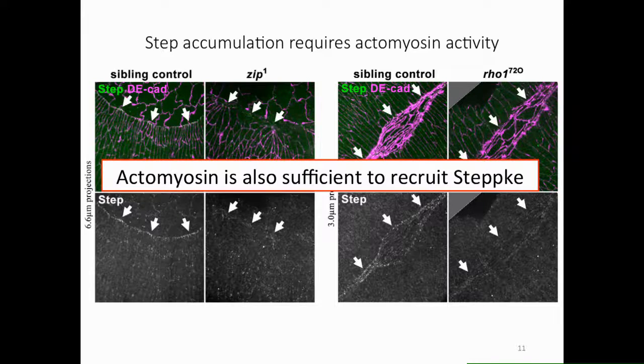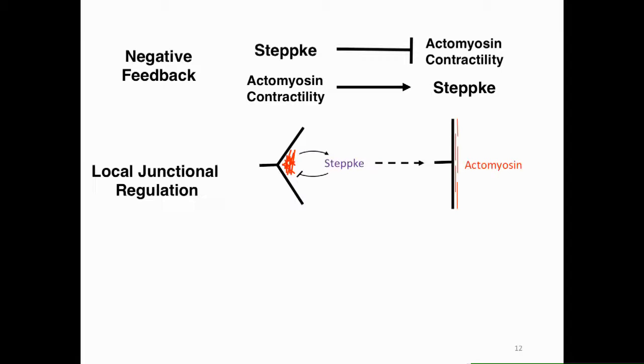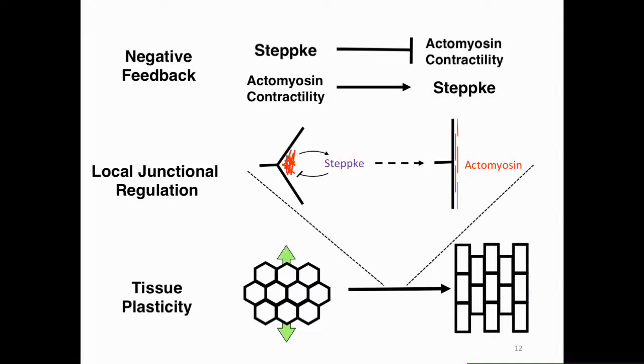So taken together, what I've shown you today: Stepkey seems to be antagonizing actomyosin networks. These same networks seem to be actively recruiting Stepkey, and together this forms a negative feedback loop. This negative feedback loop seems to be very local, acting locally at junctions to regulate them. And this local junctional regulation is critical for promoting tissue plasticity.